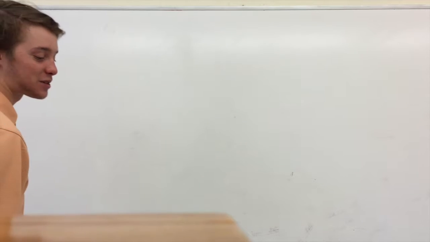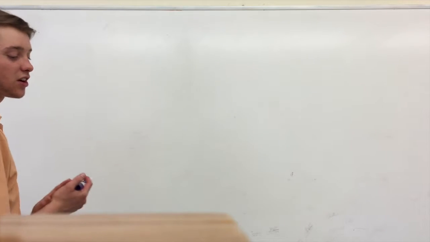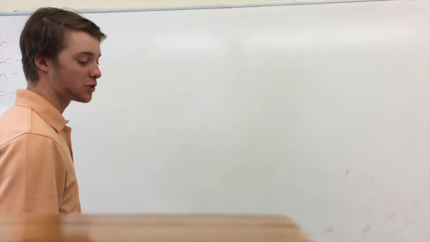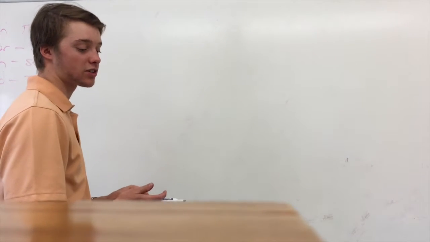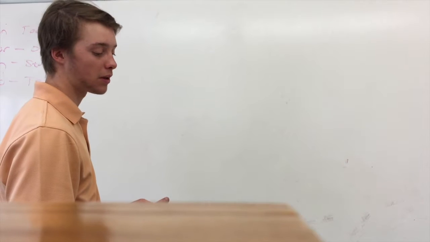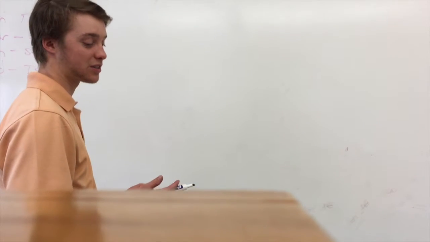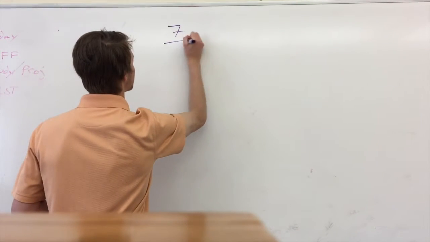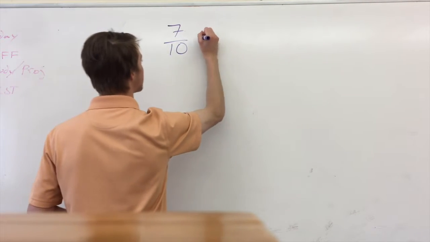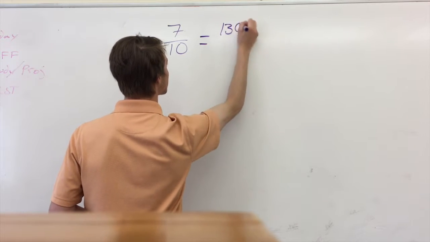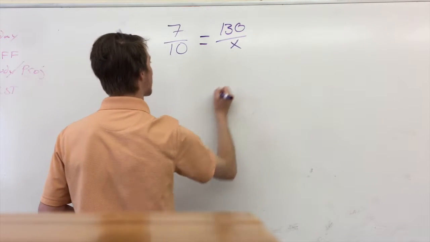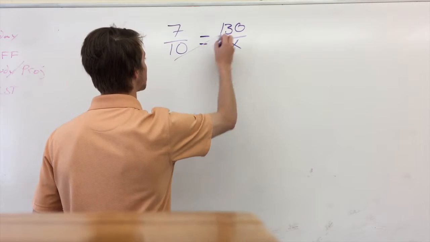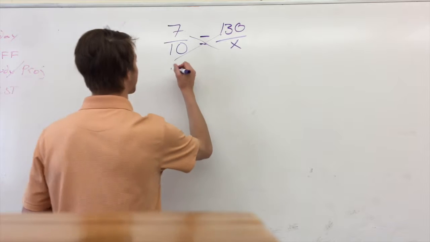Alright, so an advertisement claims 7 out of every 10 dogs surveyed preferred Purina Pro Plan dog food to the leading brand. If 130 dogs in the survey preferred Purina Pro Plan, how many dogs participated in the survey? Round to the nearest dog. So we got 7 out of every 10 dogs equals 130 dogs surveyed, so that's x. And so we want to solve for x. So what we're going to do is cross multiply.